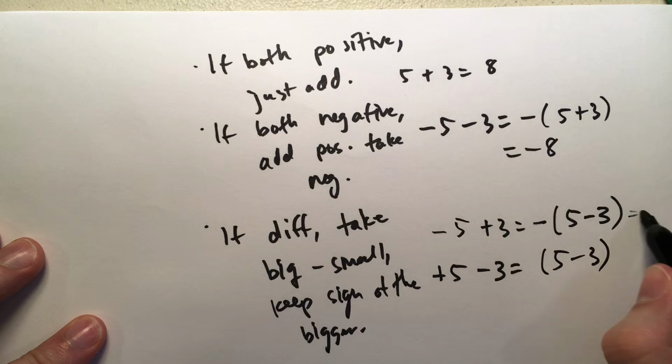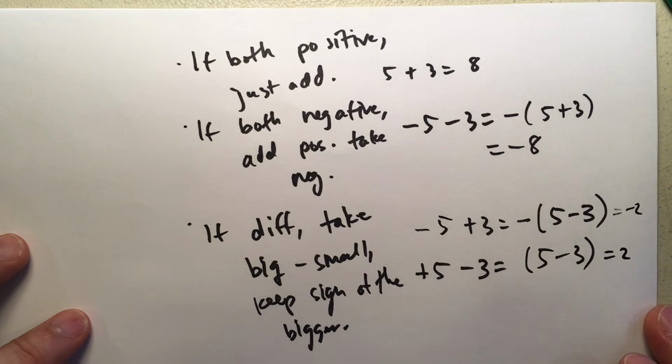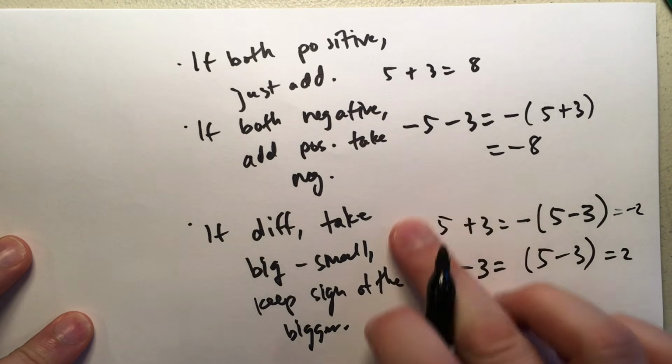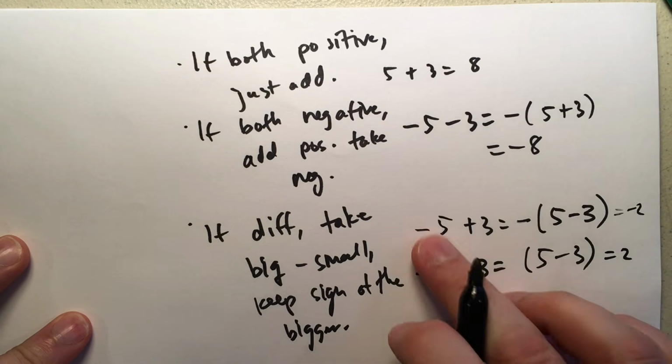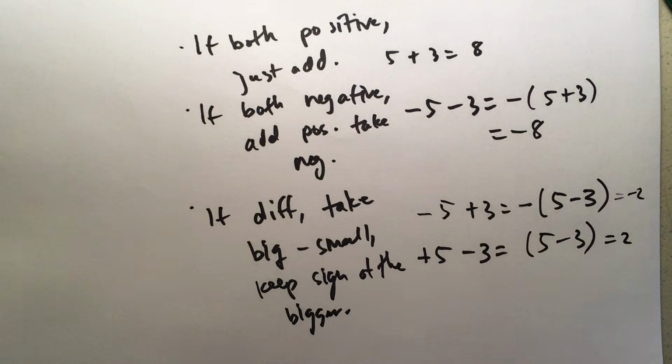So in this case, it's going to be negative 2. In this case, it's going to be positive 2. You guys know how to do this already. This is the one that'll confuse you. You just have to remember it's the same, you just have to reverse the sign. So that's how you add the numbers.